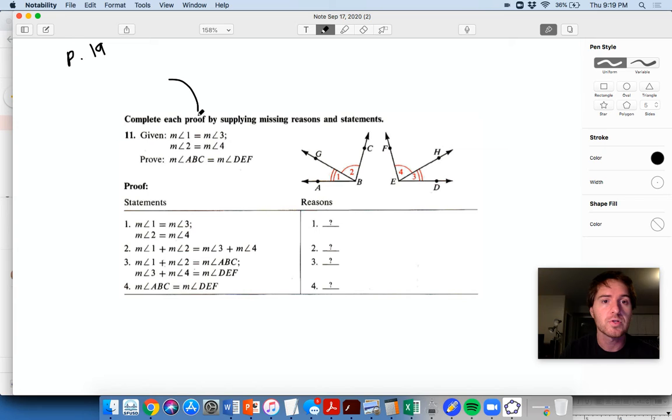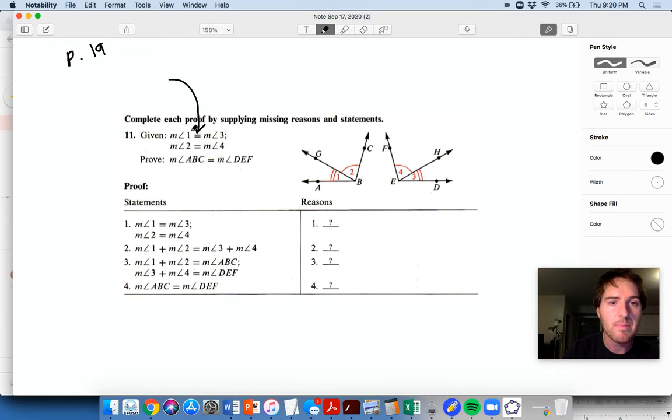Quick reminder of what I told you guys last class. You start a proof. Remember, a proof is an if-then statement we're trying to prove. If measure of angle 1 equals measure of angle 3 and measure of angle 2 equals measure of angle 4 in this diagram here, then what we can prove from that is that the measure of angle ABC is going to equal the measure of angle DEF. Do we know it's true yet? No, but there's going to be a proof written, so we're going to prove that that statement is true here.